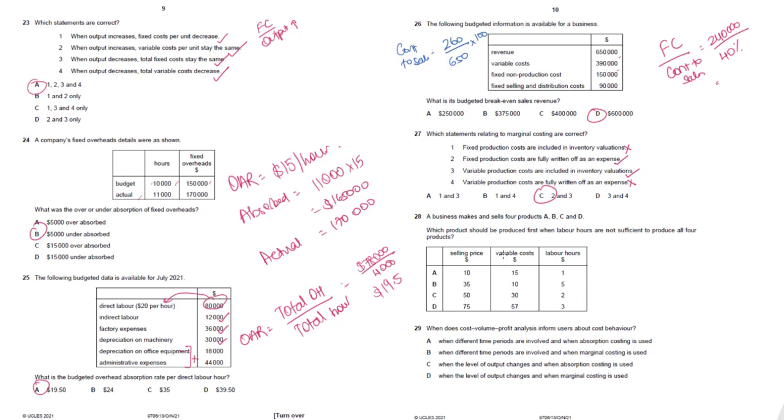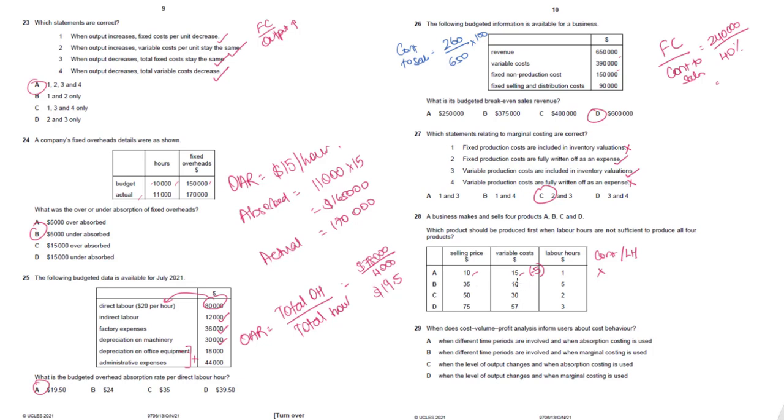A business makes and sells 4 products A, B, C, D. Which product should be produced first when labor hours are not sufficient? Basically, labor hours are in deficit, or they are the limiting factor here. So we'll have to calculate contribution per labor hour. Contribution will be selling price minus variable cost, then divided by the labor hour. For the first one, 10 minus 15, that gives a negative contribution, -5. In any case, even if you have spare labor hours, you will never produce a product with a negative contribution. So product A is out of question.